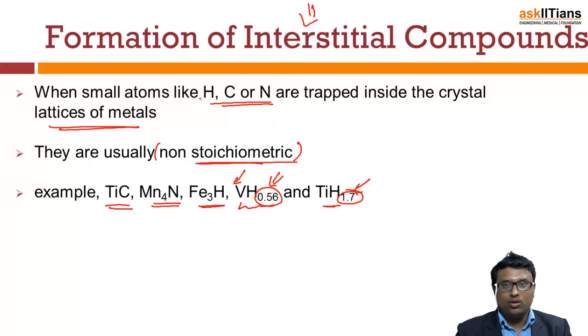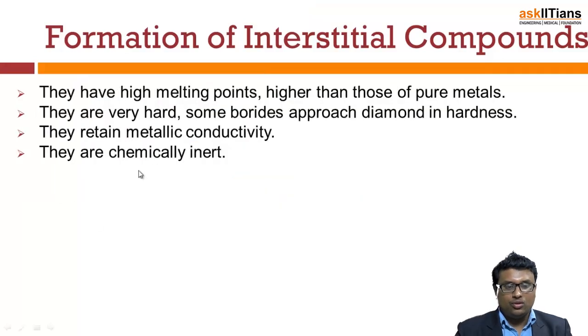So how is an interstitial compound formed? Simple: small atoms like hydrogen, carbon and nitrogen are trapped inside the crystal lattice of the metals, and then your interstitial compound is formed. So what are the properties? Do interstitial compounds have certain specific properties?